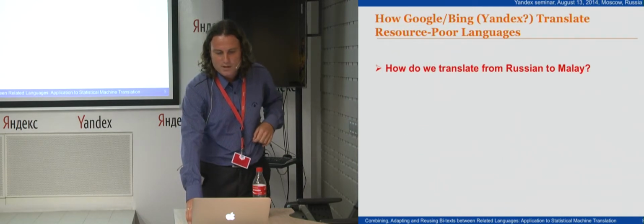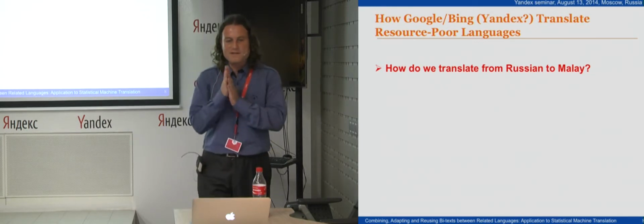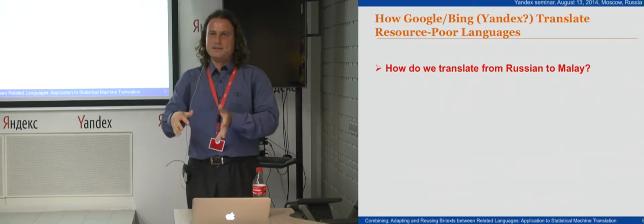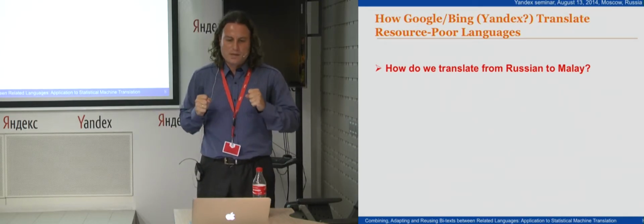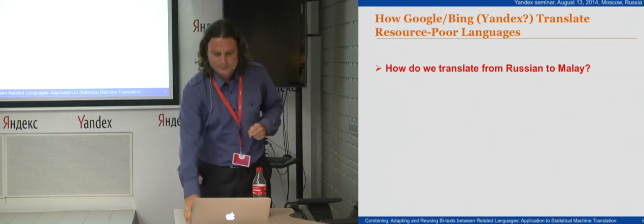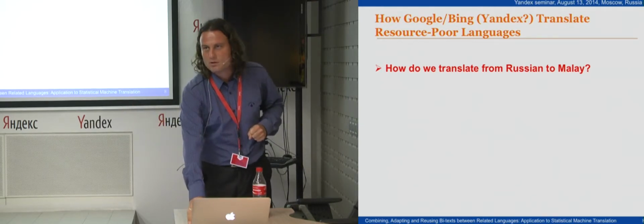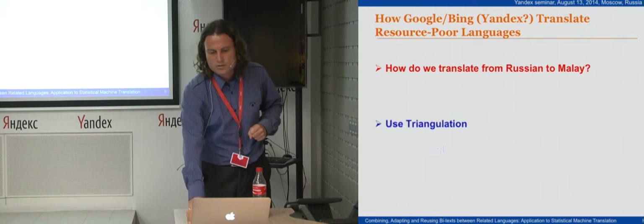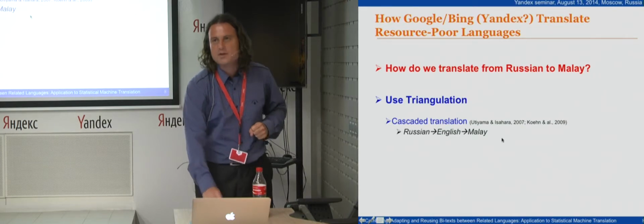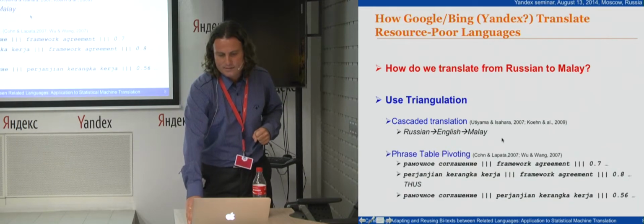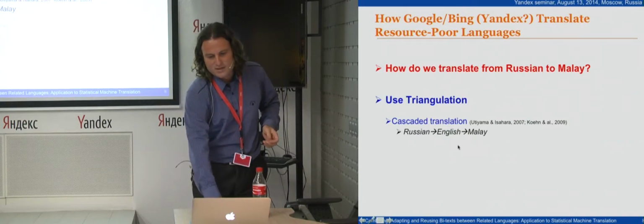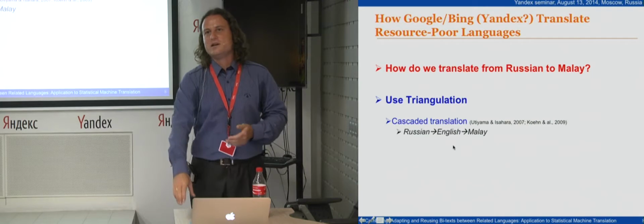So, something that I want to mention here, and this is different from what I'm going to present. I'm going to come back to this, but how do you translate, say, from Russian to Malay, right? And this is what Google does a lot, and probably Yandex too. So what you do is you do triangulation. You translate from Russian to English, and then from English to Malay. And you can do this directly as a two-step, right? You take a Russian sentence, you translate it to English, and then you translate this English sentence to Malay.